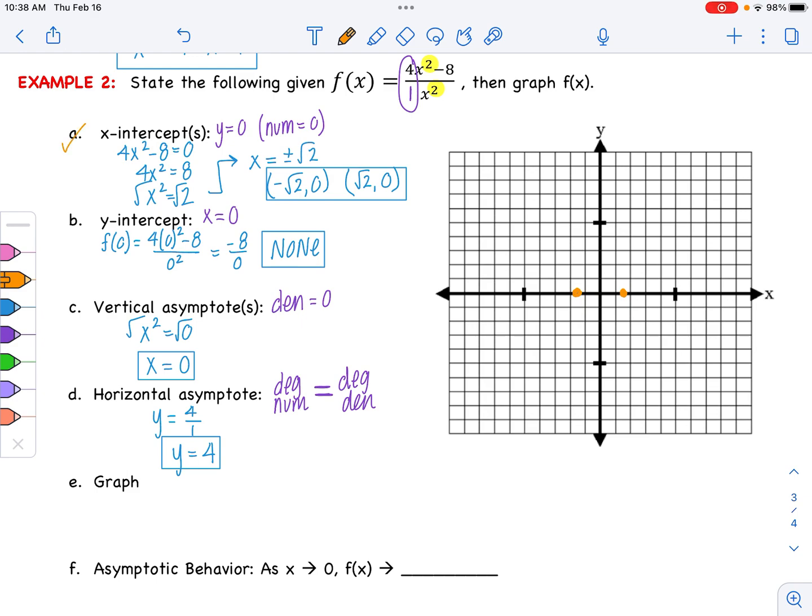I graphed it. Y-intercept, there's none. Oh, sweet. Cross that off. Don't have to do anything. X equals 0 is my vertical. There's a little dashed line there. Check. And horizontal is y equals 4.